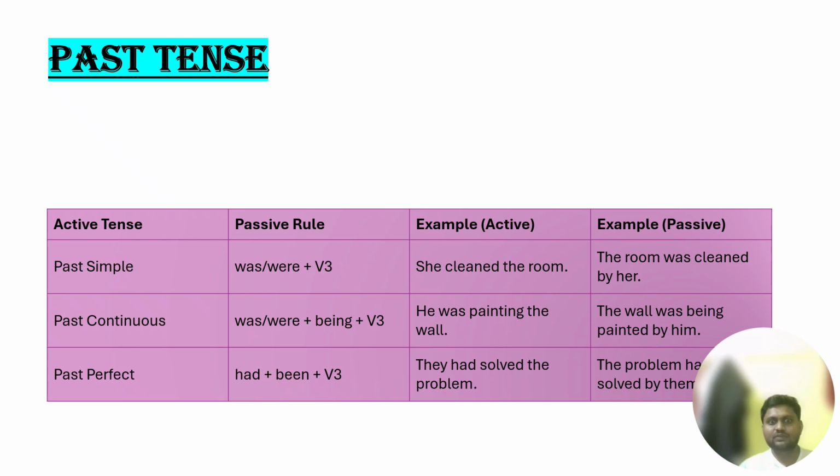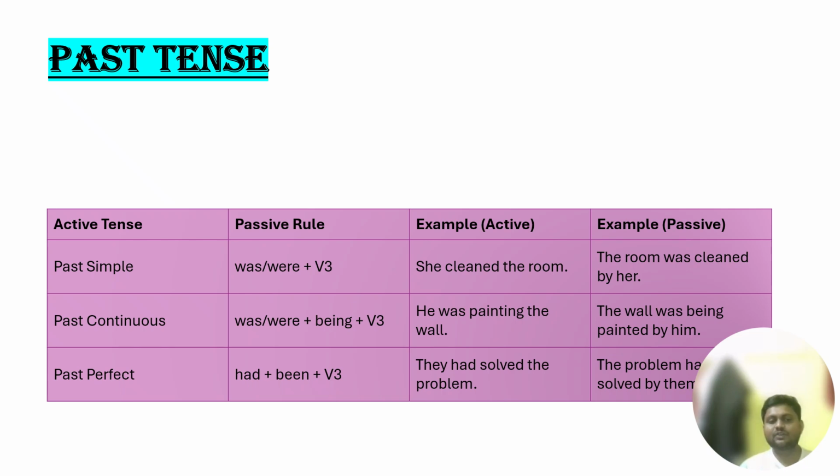If we talk about past continuous tense, we will add was or were plus being plus the verb's third form, which is also the past participle, in the passive form. For example, if the sentence is he was painting the wall, which is in past continuous tense, then its passive form would be the wall was being painted by him.